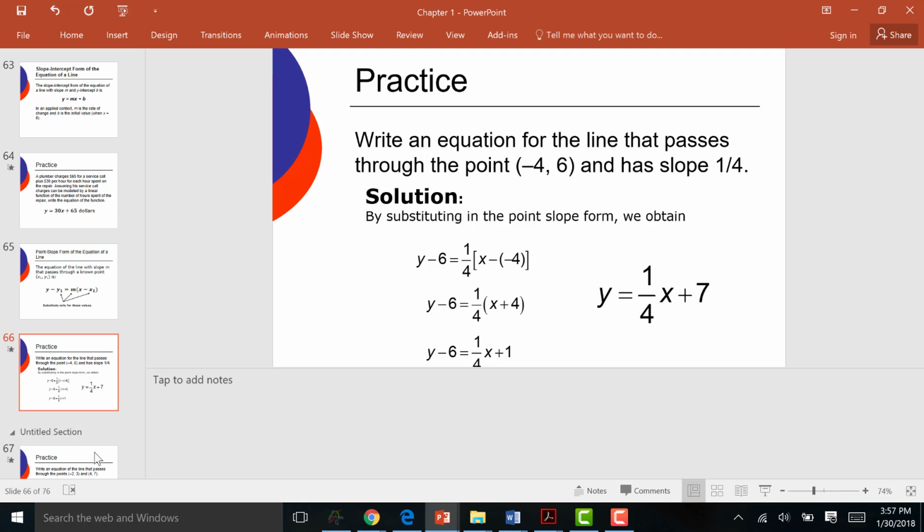So let's do what they did. All right, they gave us a point. What's my point? -4, 6. All right, -4, 6, and I'm gonna name them x1 and y1. Okay? What was my slope? My m they gave me for slope equals 1/4. All righty. So all I'm gonna do is plug those numbers in. So y1 we said is 6, and m is 1/4, and x1 is -4.